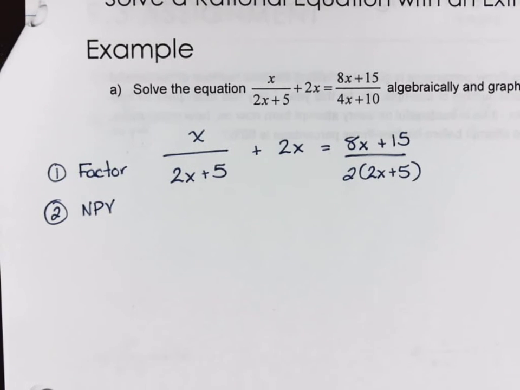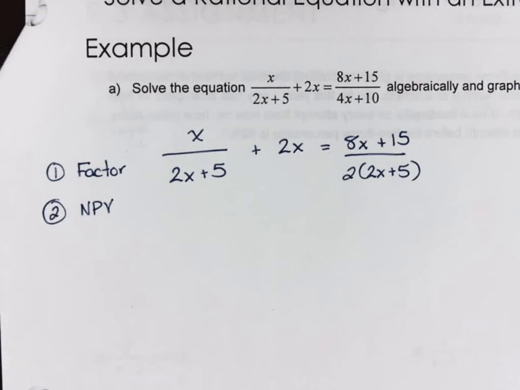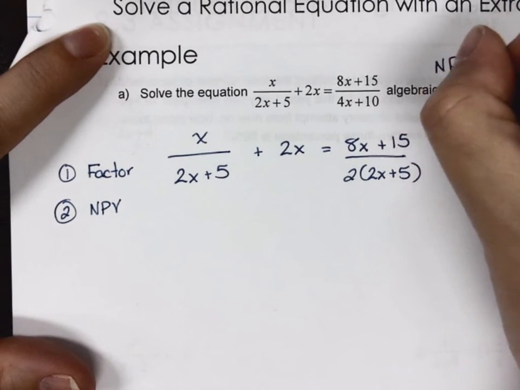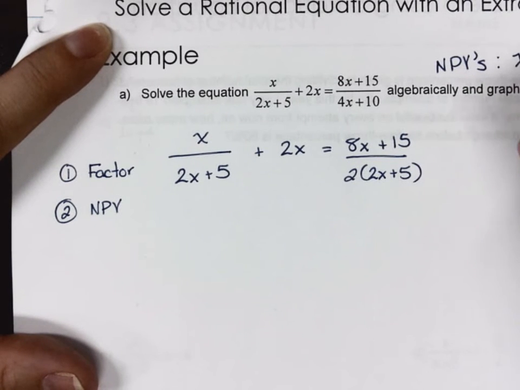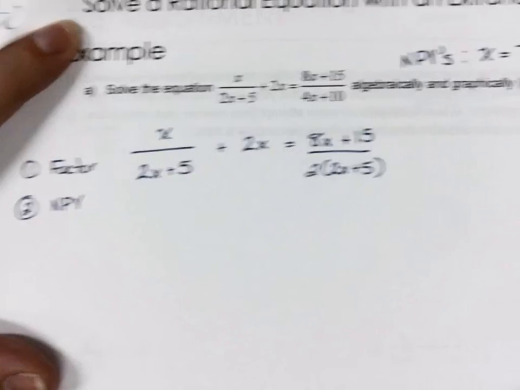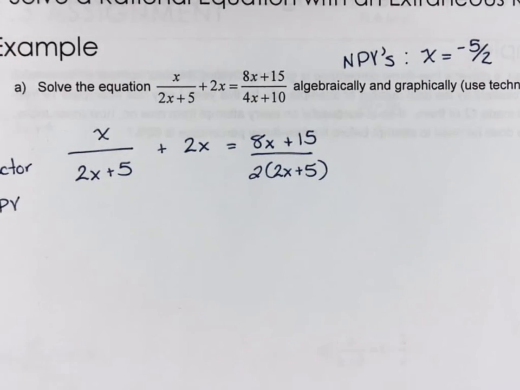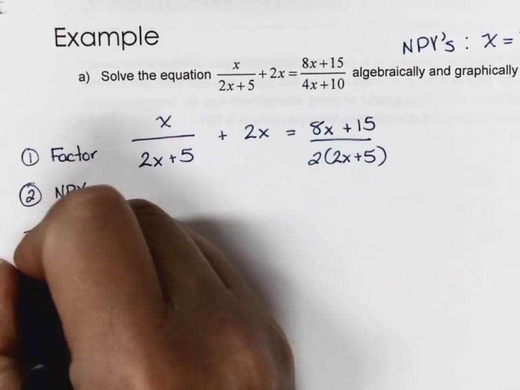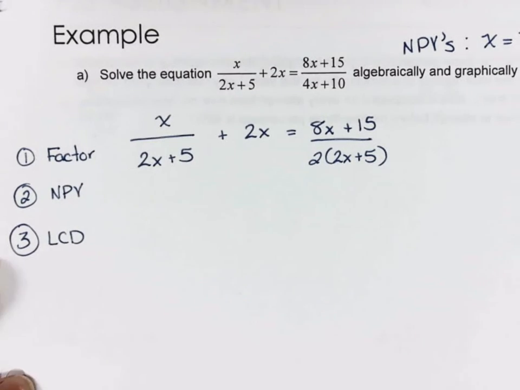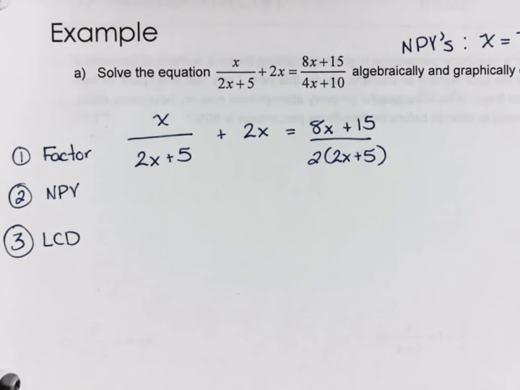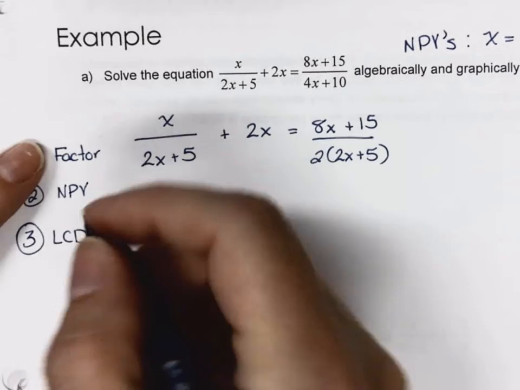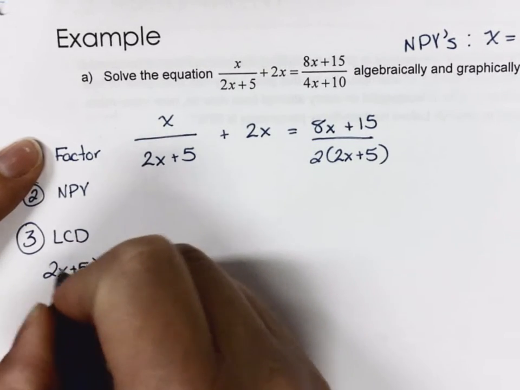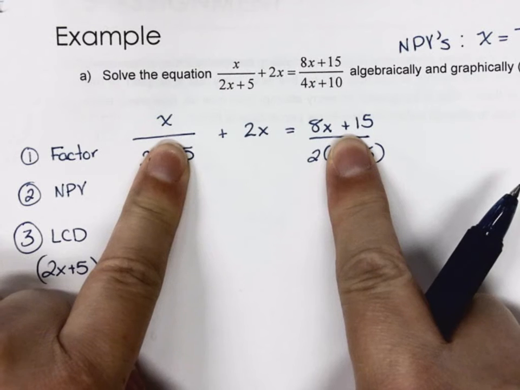Okay, so we've factored everything. Now we're going to do our NPVs. What are they? Negative 5 over 2. Beautiful. Okay, step 3, we're going to do our LCD. Now, when you have multiple denominators, if a factor is repeated somewhere, you only have to write it once. Okay? So we're definitely going to have a 2x plus 5.